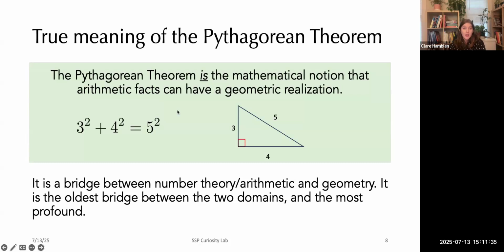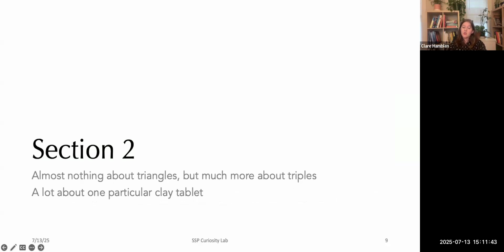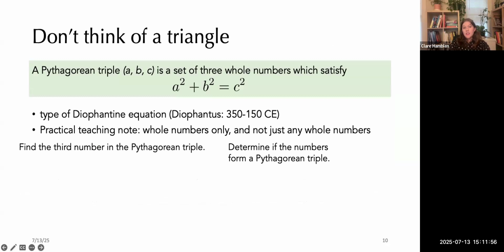What we're going to be building up towards today is building this bridge ourselves in the form of the Pythagorean theorem. In this section, we'll talk almost none about shapes, but quite a lot about numbers, and also through the context of the clay tablet that's in the title of this talk. So I have to define a Pythagorean triple for you.